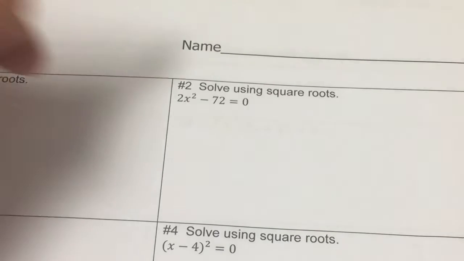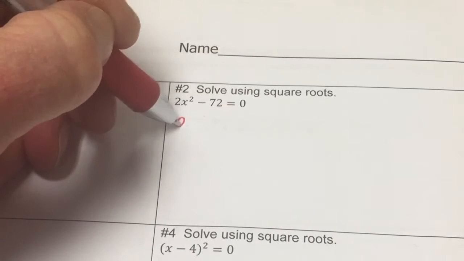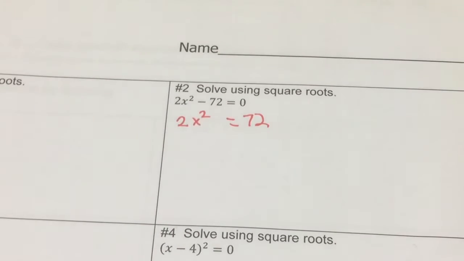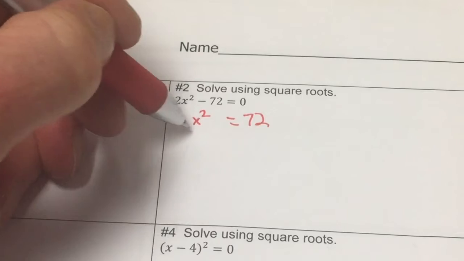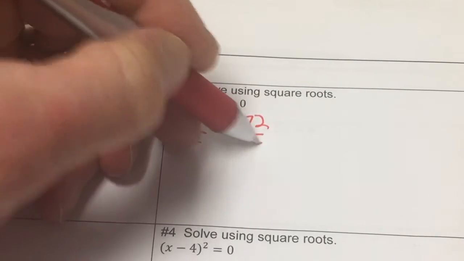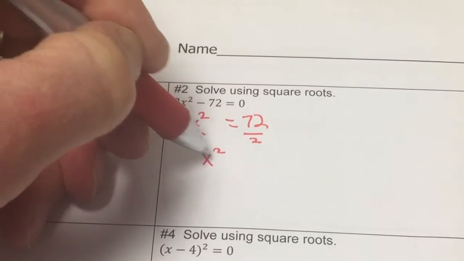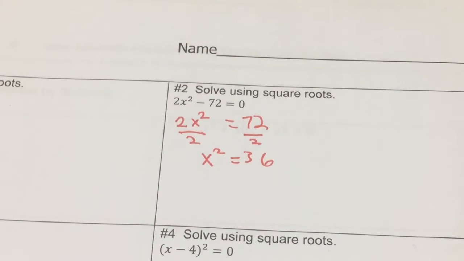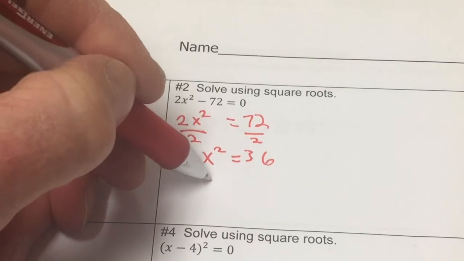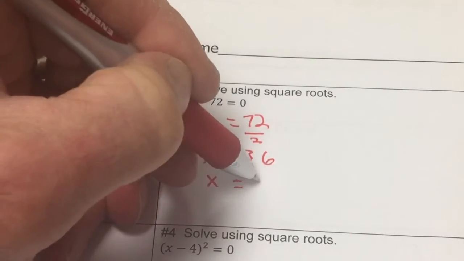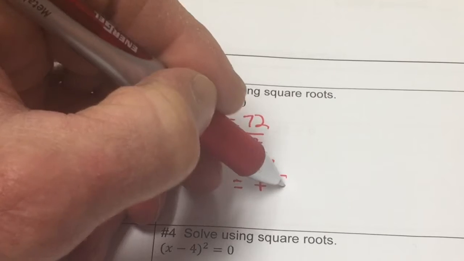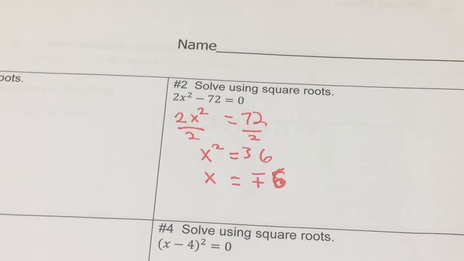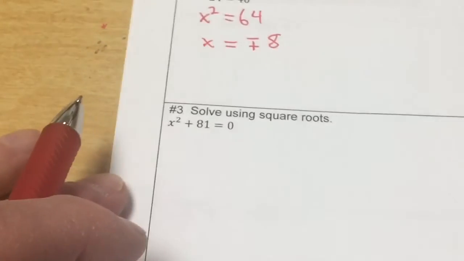On number 2, we will need to first add 72 to both sides and then divide by 2. After we've done that, we will have x squared equals 36. And to reverse the square, we will take the square root. Again, doing both positive and negative of, in this case, 6. So x is plus or minus 6.